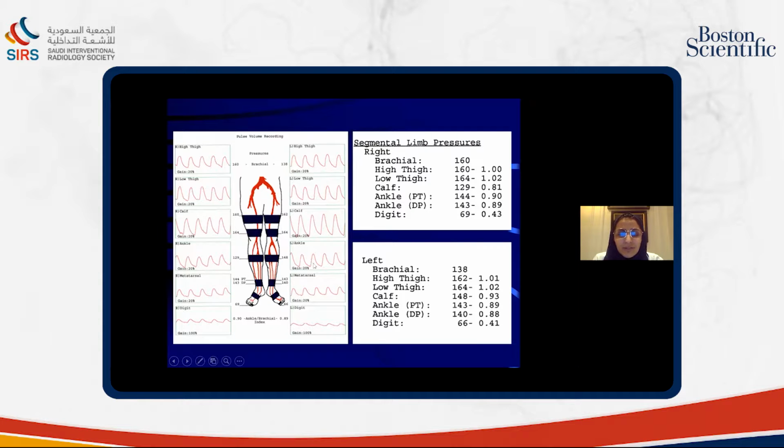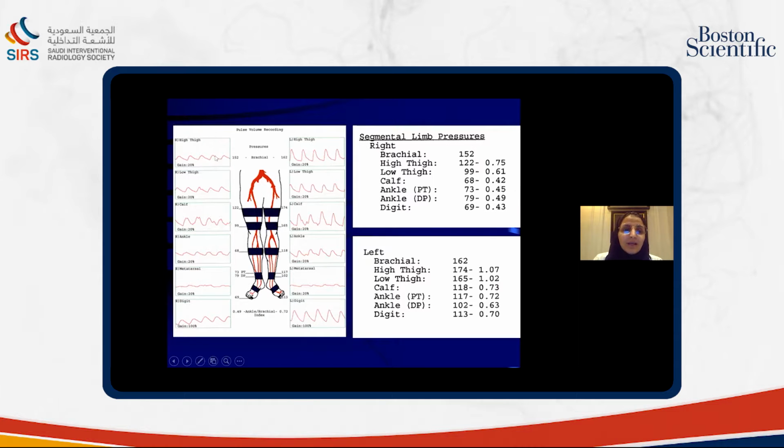And also the amplitude here has become different, the PVR. The index also starts to be less than 1. We call it mild disease maybe here. And the pressure continues the same, 148. So there is no other level of reduction here, it stayed the same. So it means the problem is only at the knee or above the calf.